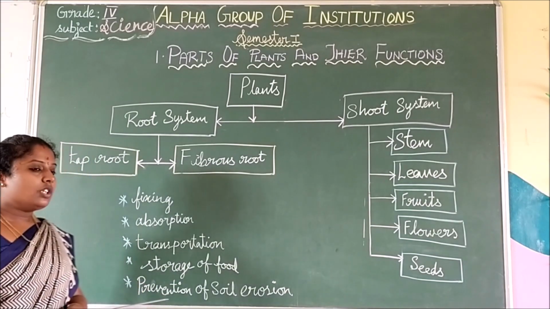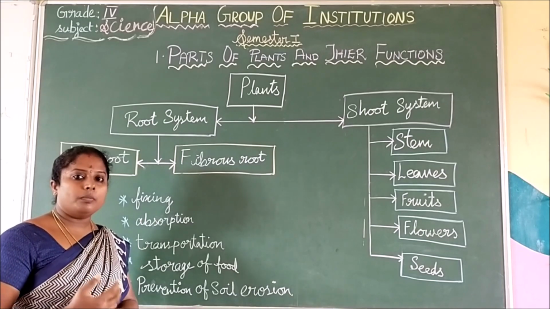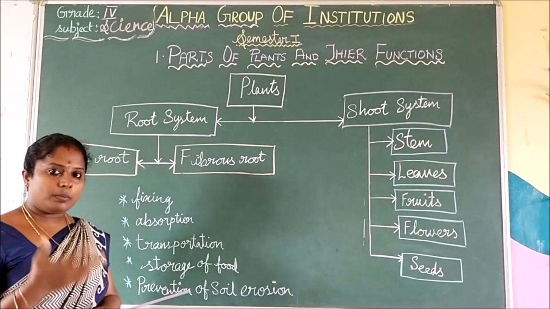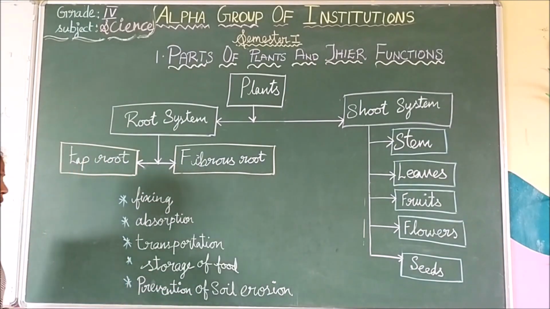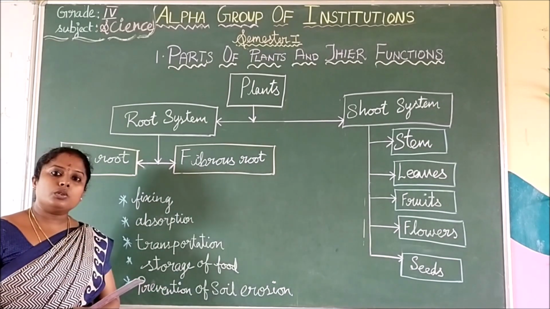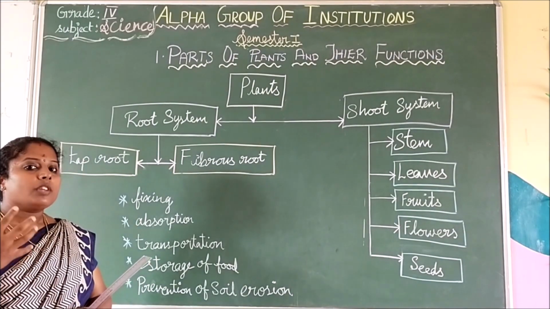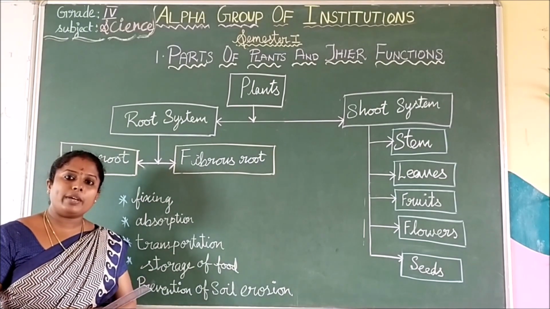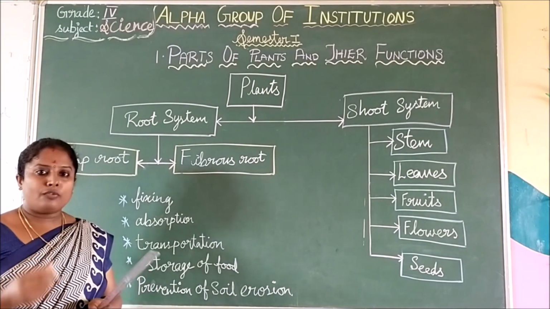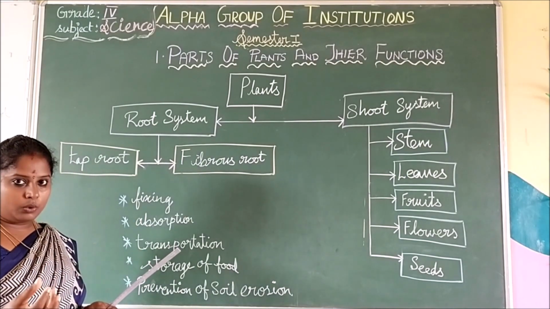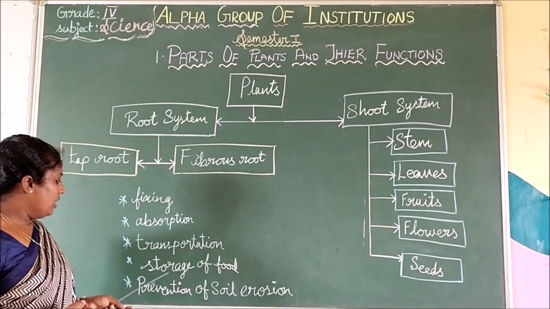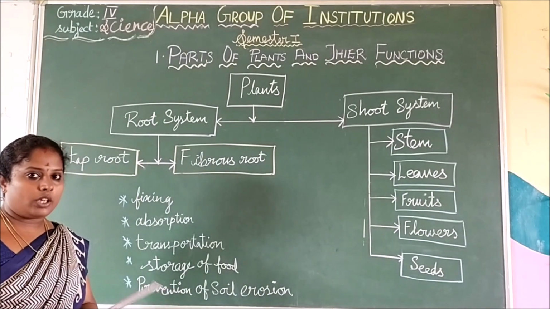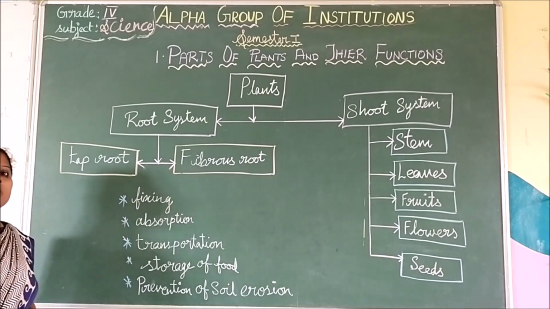Next, transportation. It transfers the absorbed water and minerals from the sand to the stem, and the stem will transfer them to other parts of the plant. Next, storage of food. The roots help store food. The examples are carrot and potato. These are the best examples of storage of food. They grow under the ground. Then prevention of soil erosion. Roots help to prevent soil erosion. Yes, these are about the root system.